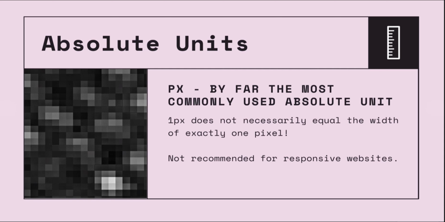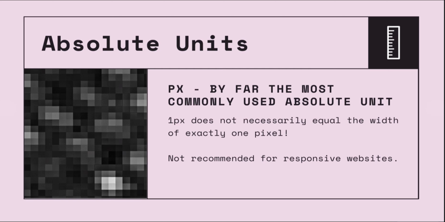Now, it's important to note that yes, it's called a pixel, but it does not necessarily equal the width of exactly 1 pixel on your machine. So it varies depending on the size of your display. It varies on a lot of things actually. So it is not guaranteed to be 1 pixel wide, but it's guaranteed to be very small. A single pixel, 1px, is tiny.